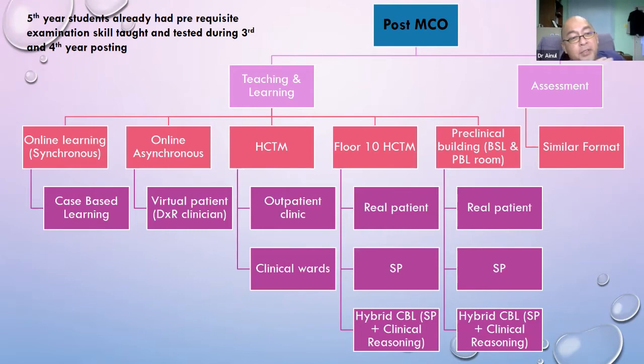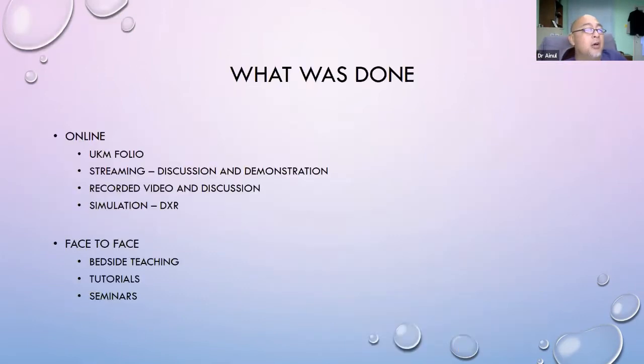And then with the face-to-face outpatient, it looks like after the MCO last year, when students start to come back, we feel that, all right, things are starting to come back to normal again. So we don't have to worry about this online brouhaha and all that. But then, what we did was a mixture of online using our famous UKM folio. We're all experts now, uploading our teaching materials. We've done our Zoom streaming like we are now. We have recorded video sessions and discussions, and we have our DXR simulation. And then we've got our beloved face-to-face teaching coming back.